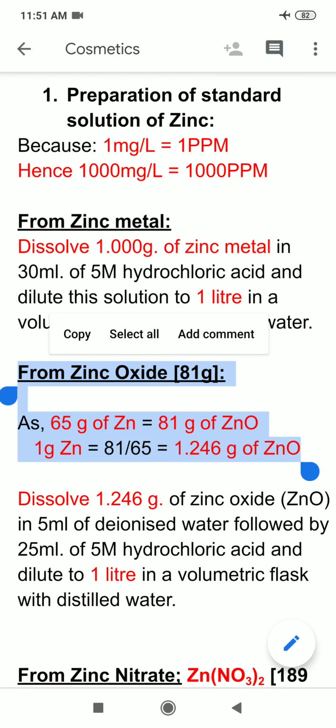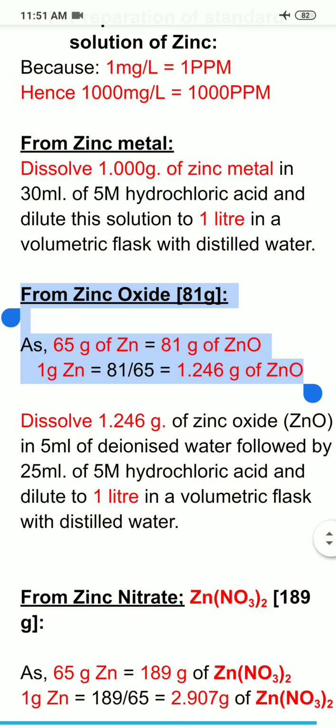Now what is the meaning of this? The meaning is that if I dissolve 1.246 grams of zinc oxide in 1 liter, then it will contain 1 gram of zinc, or say 1000 milligrams. And if I dissolve that in 1 liter, then the concentration of this solution would automatically be equal to 1000 ppm of zinc.